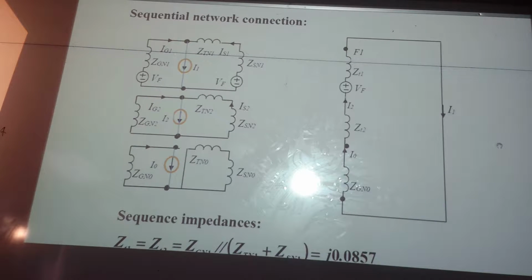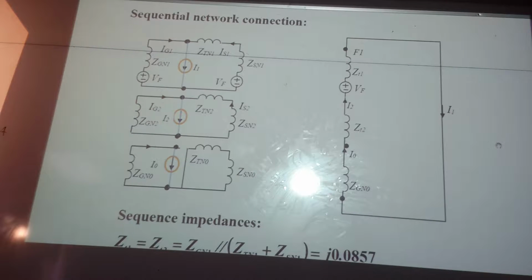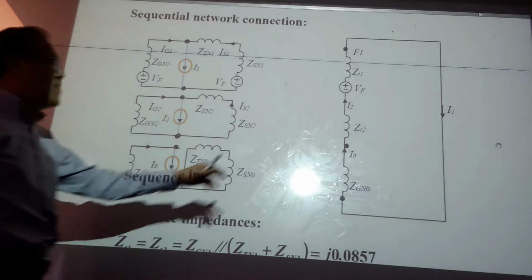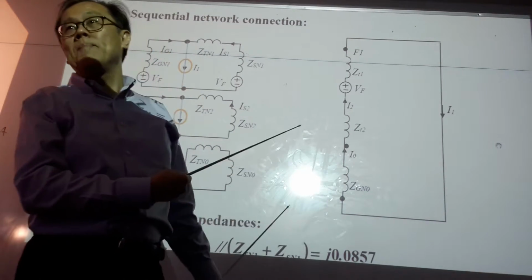Do it for the single phase to ground fault. It's a line to ground fault. So we assume that it's phase A. Typically, of course, you can do phase B too, but in this case we just assume phase A. So phase A, line to ground fault. The circuit you remember, right?